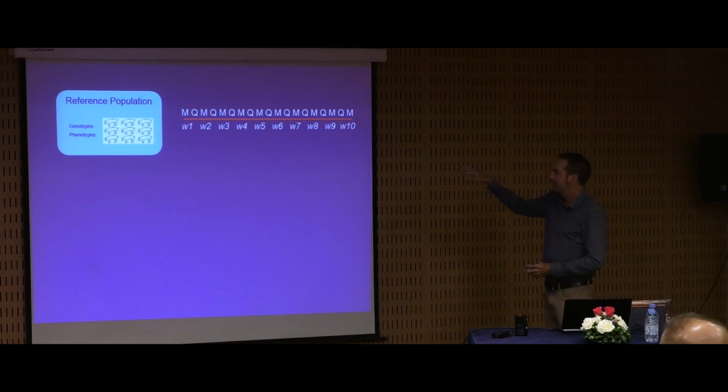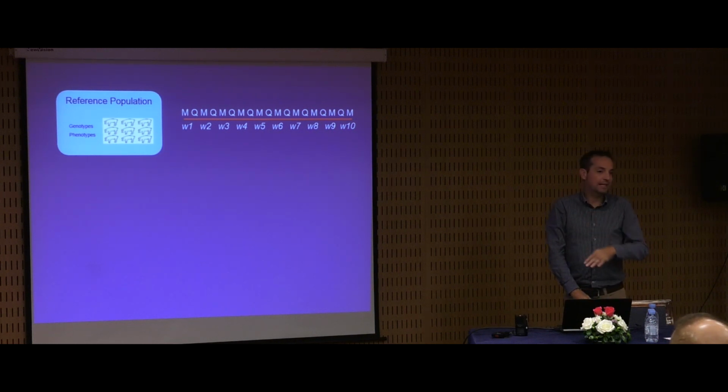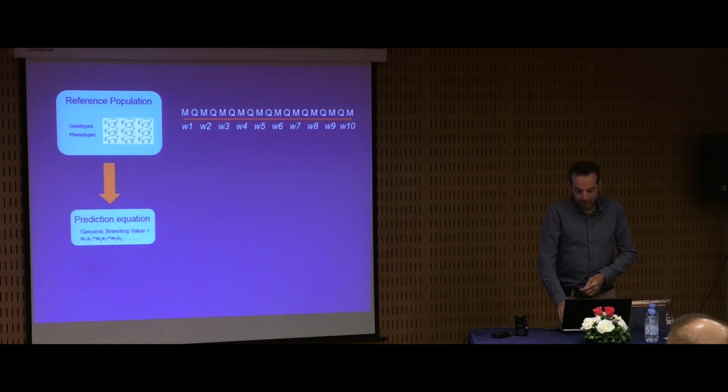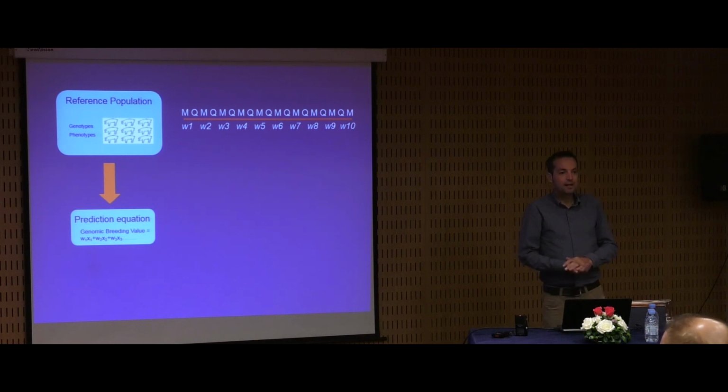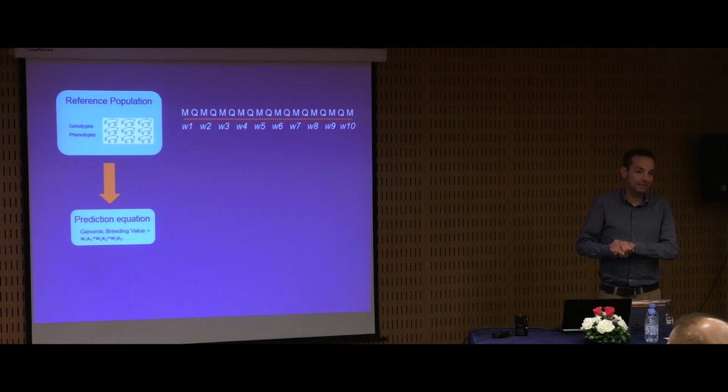Okay, so what you end up with is a weight for each SNP. And the weight is the effect of getting that second allele. So if it's A and T, the effect of getting a T allele. And that's what's called your prediction equation. It's just all those weights. So if you have 1,000 SNPs, it's just 1,000 effects of getting the second allele across the genome. Once you have that, you're really in business.